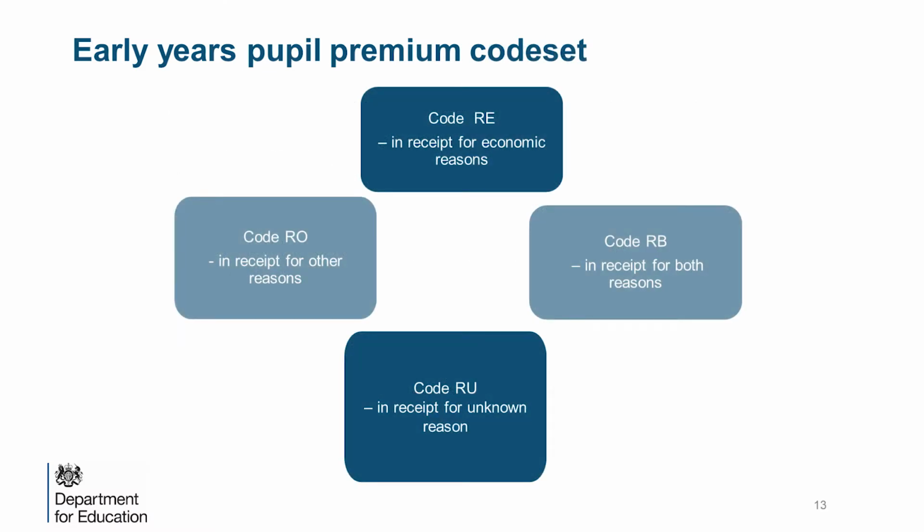This slide shows the code set for the early years pupil premium basis of eligibility. It is expected that pupils who are in receipt of early years pupil premium due to the benefit criteria will use the code RE. Pupils who are in receipt of early years pupil premium as they are either in care or have left care via adoption, etc., will use code RO. Pupils who are in care or have left care via adoption and also fit the benefit criteria will use code RB.